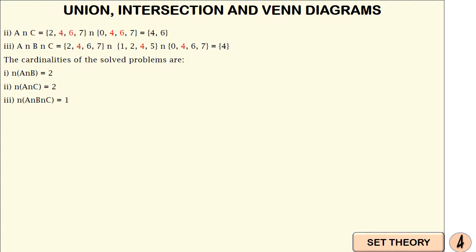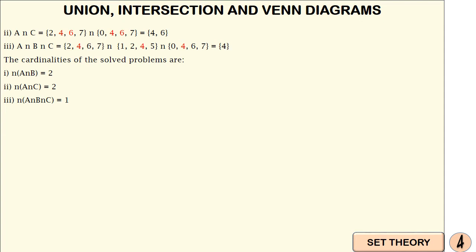For question 2, A intersection C is the set that contains elements common to A and C. And as shown with the red ink, 4 and 6 are elements found in A and at the same time found in C. In question 3, we are looking out for elements found in A at the same time in B and also in C. And when we carefully compare these 3 sets, we realize that the only element that is found in all 3 sets at the same time is the number 4.